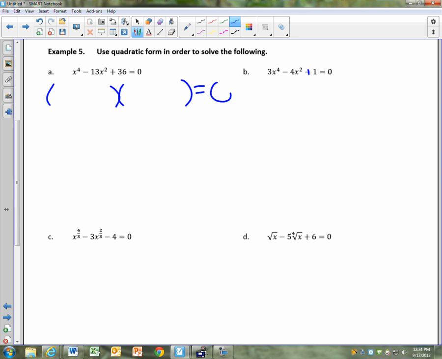We'll try to factor it. So instead of x in front, though, what do you think I put there? X squared. Good. Now, what are the two numbers that multiply to 36 but add to negative 13? Minus 9 and minus 4. Good job.